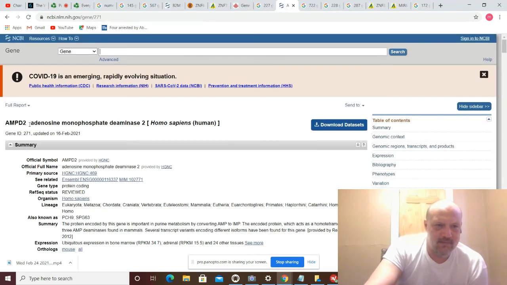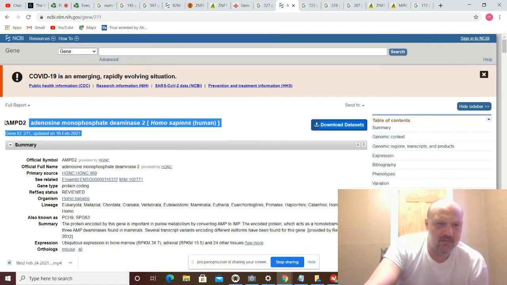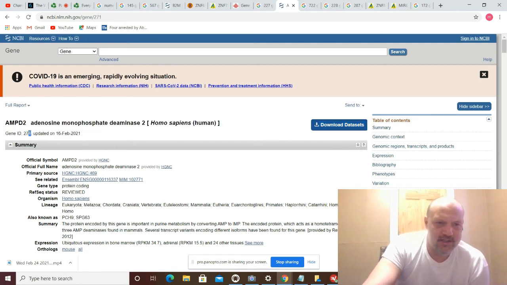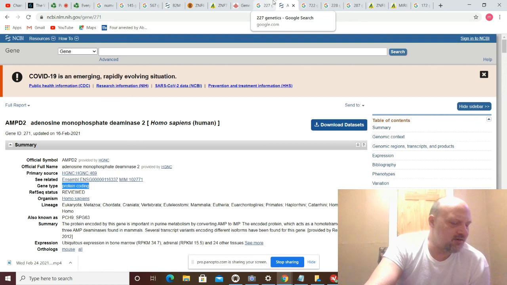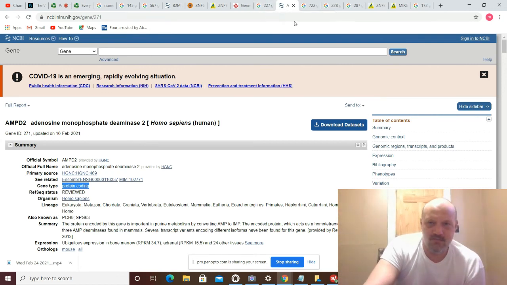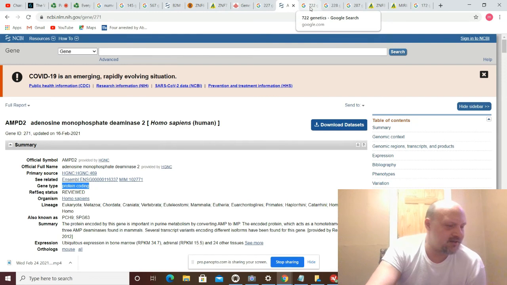So AMPD2, adenosine monophosphate deaminase 2, and gene ID 271. And this is a protein coding gene. So we've got those quite a bit. And that gets you through going forwards. So now we're going to come back, and you start with 722 coming back.